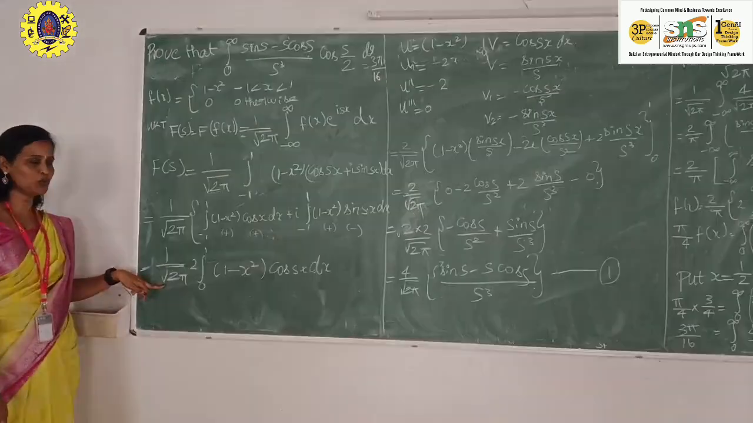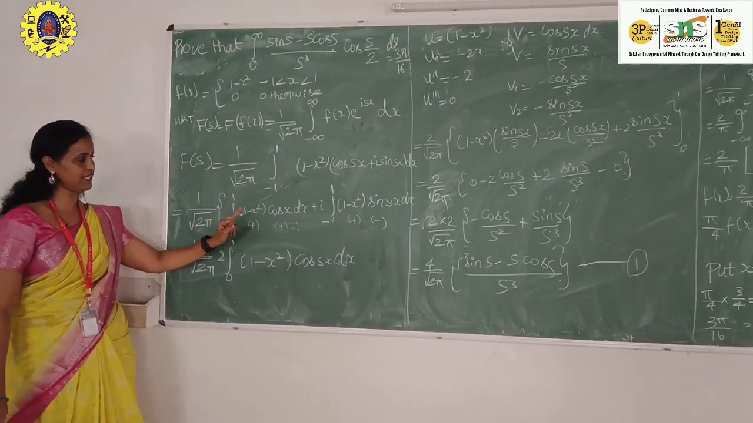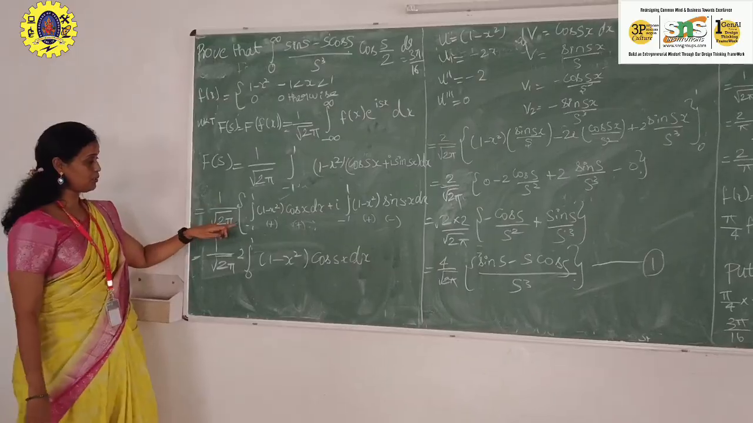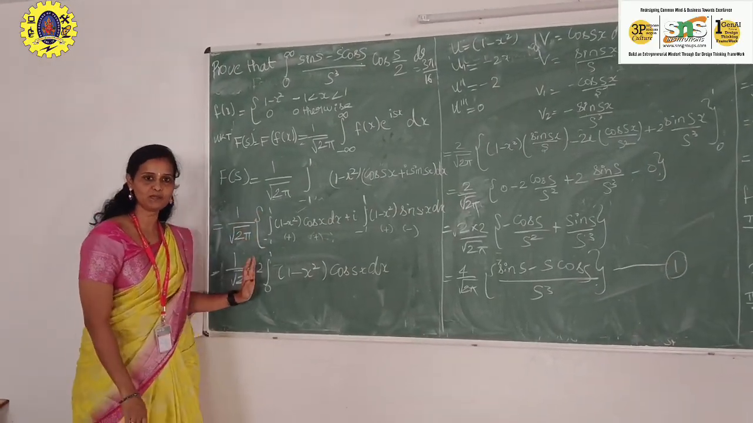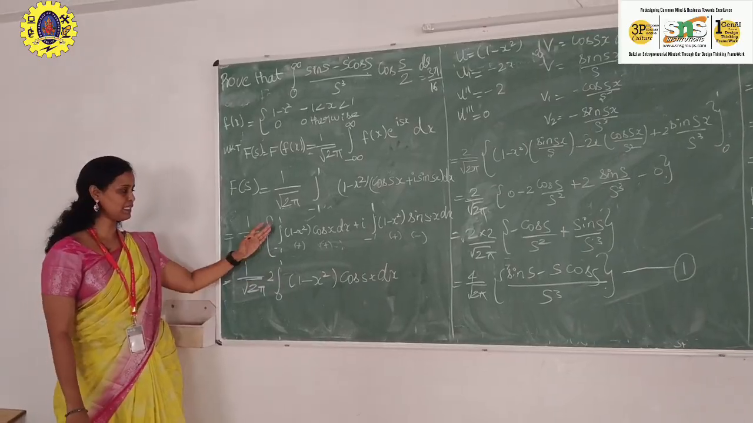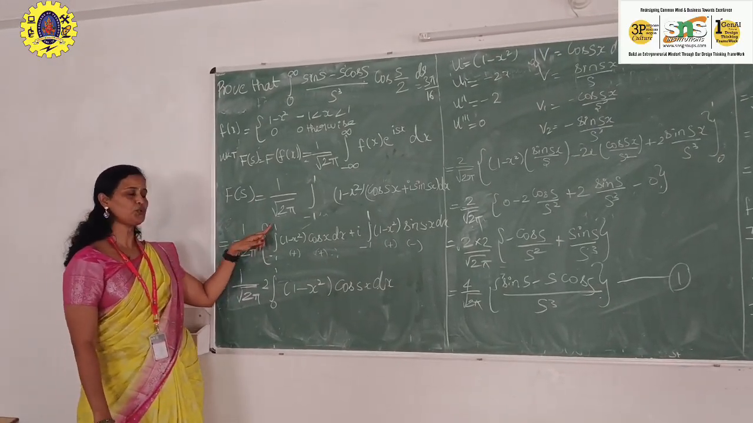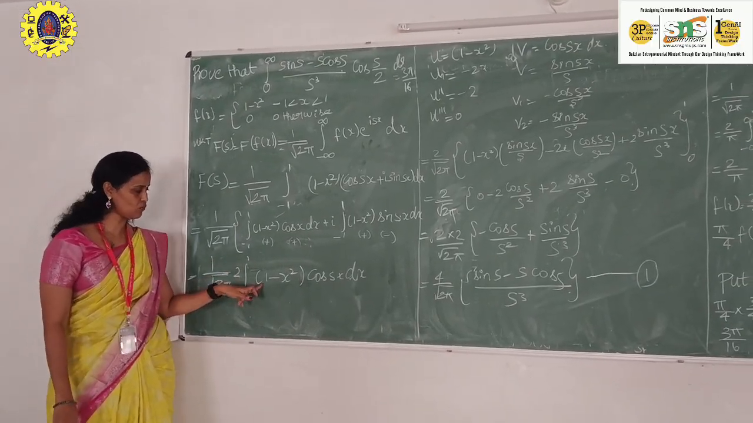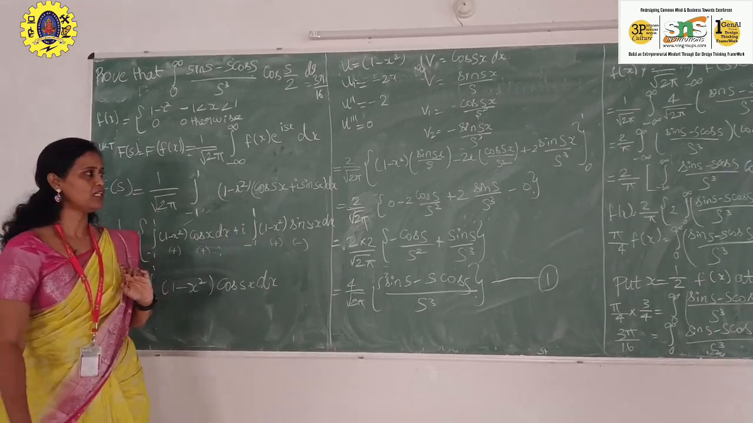1 divided by root 2 pi integral over minus 1 to plus 1 of 1 minus x square into cos sx dx. Next we have minus 1 to plus 1. So this limit can be written as 2 times 0 to 1. So this will be equal to 1 divided by root 2 pi. So instead of minus 1 to 1, we can write 2 into integral 0 to 1 of 1 minus x square into cos sx dx, and the second term will be 0.